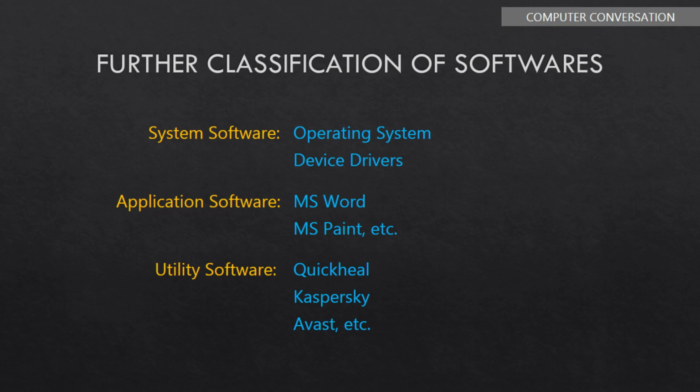And an utility software is a software that is used to analyze or optimize or configure, that is to maintain a computer. Examples are Quick Heal, Kaspersky, Avast, etc.